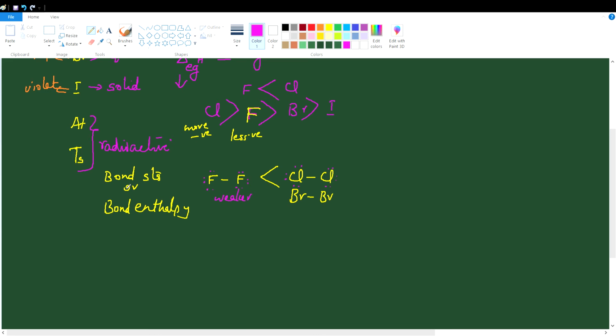So the order of bond strength or bond enthalpy can be written as: strongest bond is between chlorine atoms. This is the strongest and highest bond enthalpy. Then comes bromine bond. Then fluorine bond. Then iodine bond. This is the order of bond strength and bond enthalpy. This is the reason: more inter-electronic repulsion between the non-bonding electrons due to small size of fluorine.